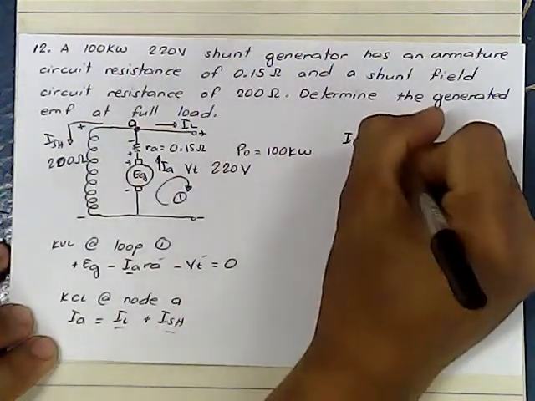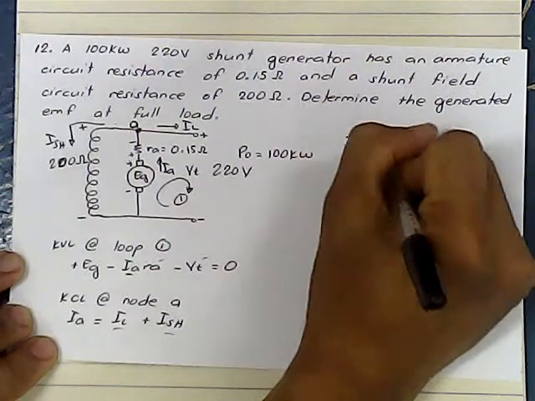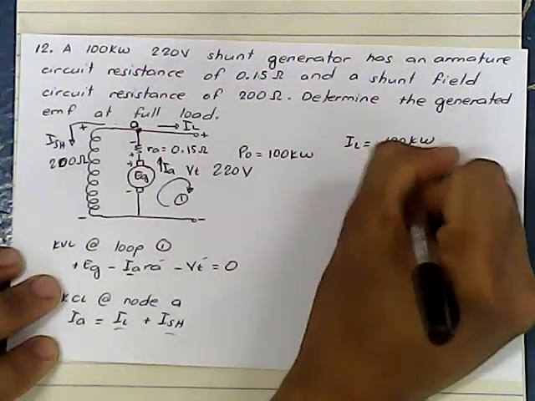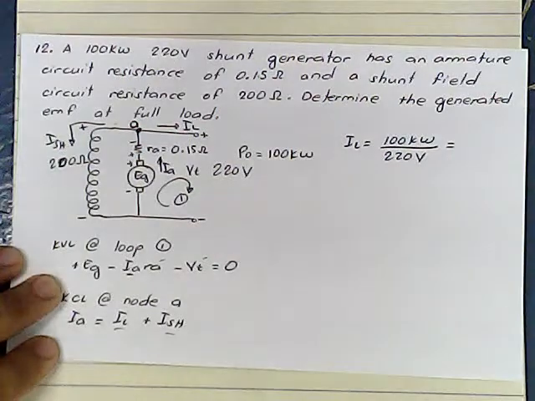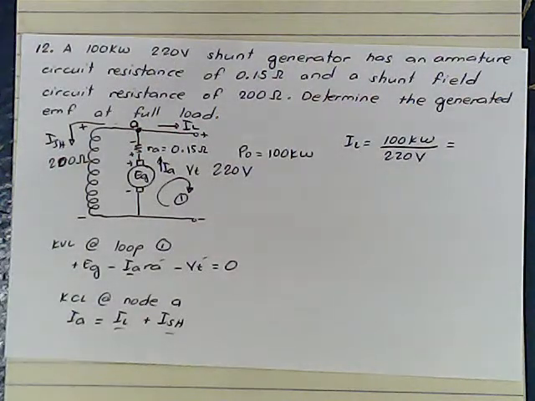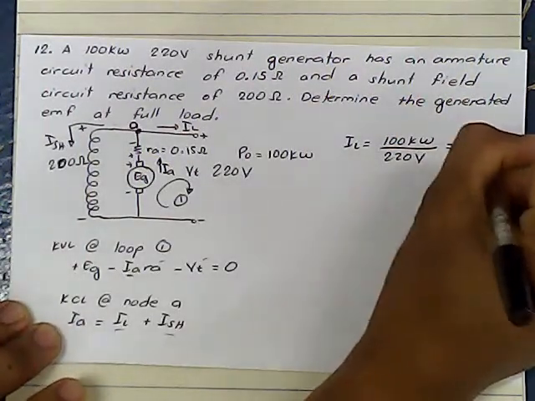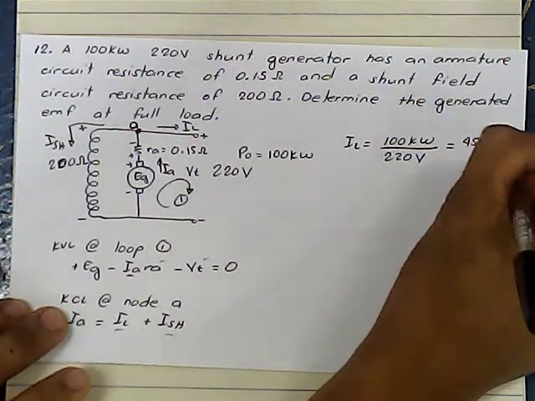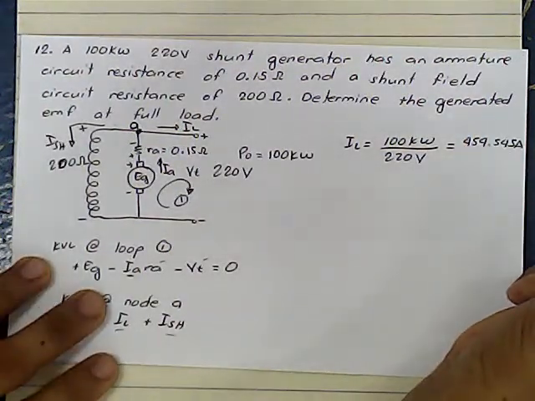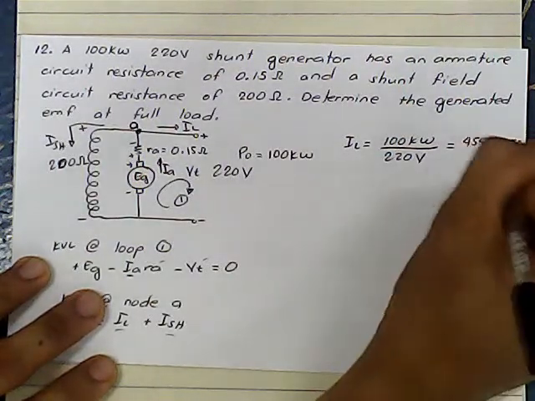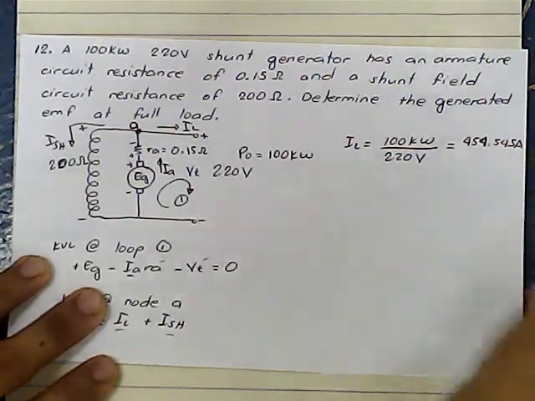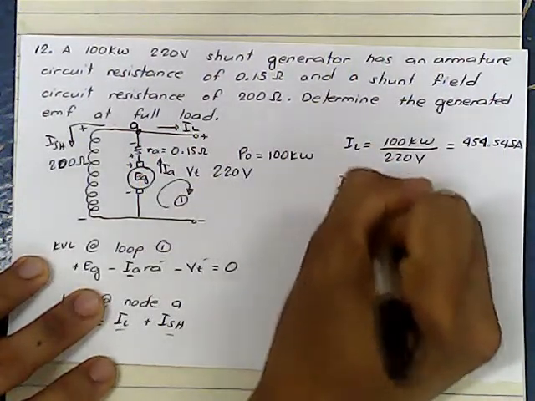Our IL, we have 100 kilowatts divided by 220 volts. So, let's check. We have 100,000 divided by 220 volts, which will give us 454.545 amperes. So 454.545 amperes. Next, let's determine what is ISH.